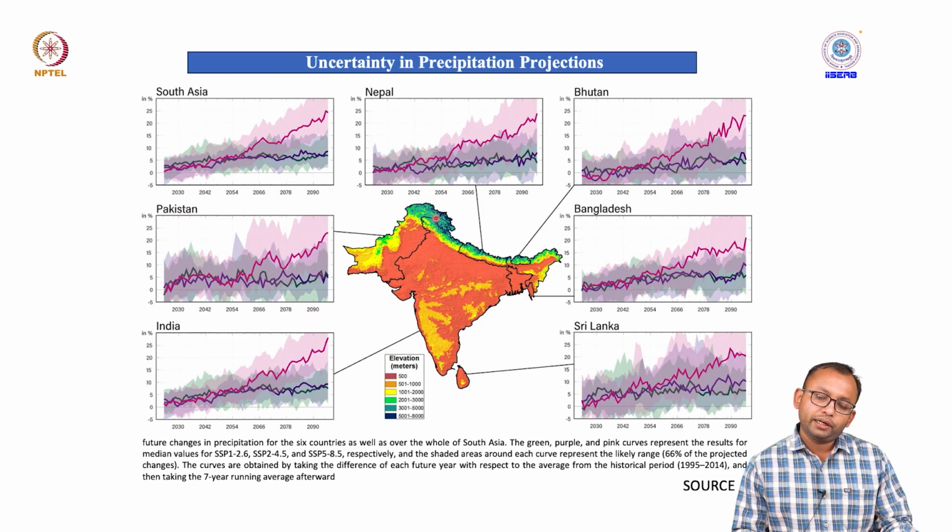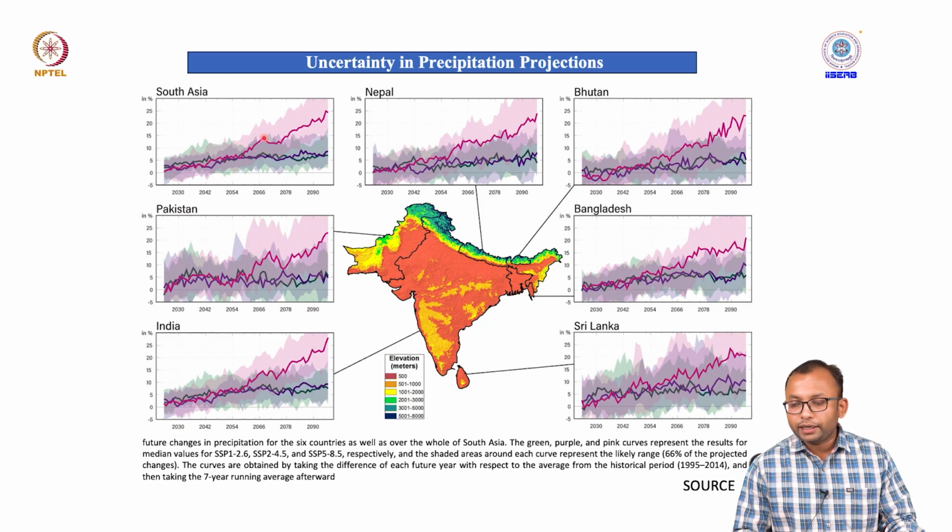Here the map of India is not correct. It is not the correct boundary of India. Okay, so basically here you can look at it. There are multiple regions shown: India, Pakistan, South Asia, Nepal, Bhutan, Bangladesh, and Sri Lanka.